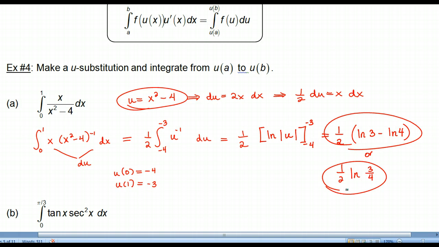You don't plug u back in? No, that's the nice thing when you change your bounds. You don't have to go back and plug back in. You don't have to go back to x. Remember when we did the indefinite integral, we had to always go back and rewrite it in terms of x? You don't need to do that here. Now we changed it to the integral of u. Otherwise, you'd have to rewrite it with x and then plug back into the original.